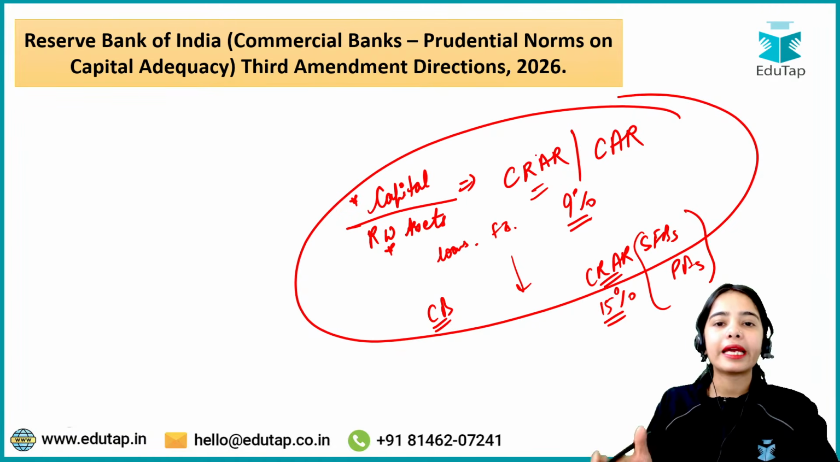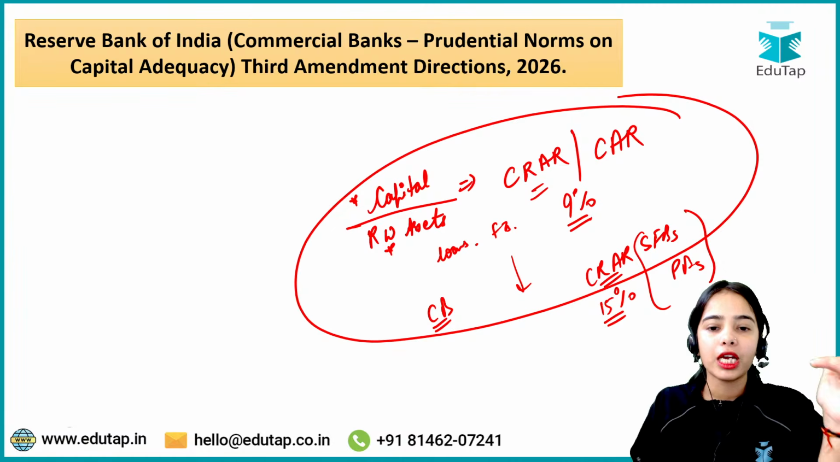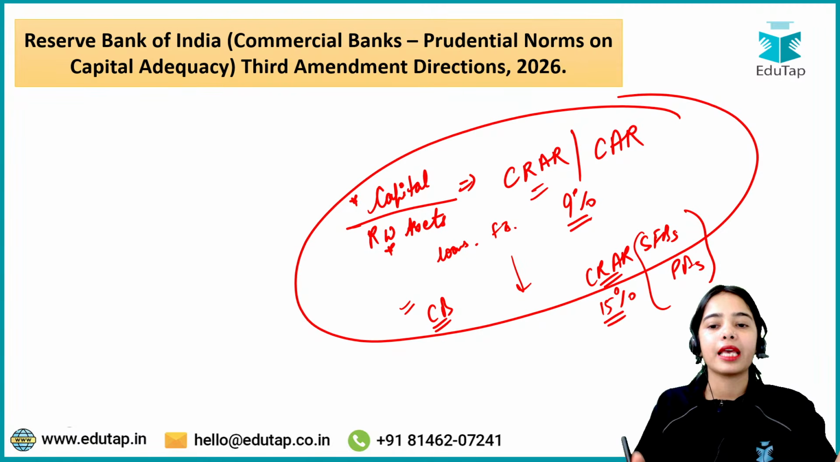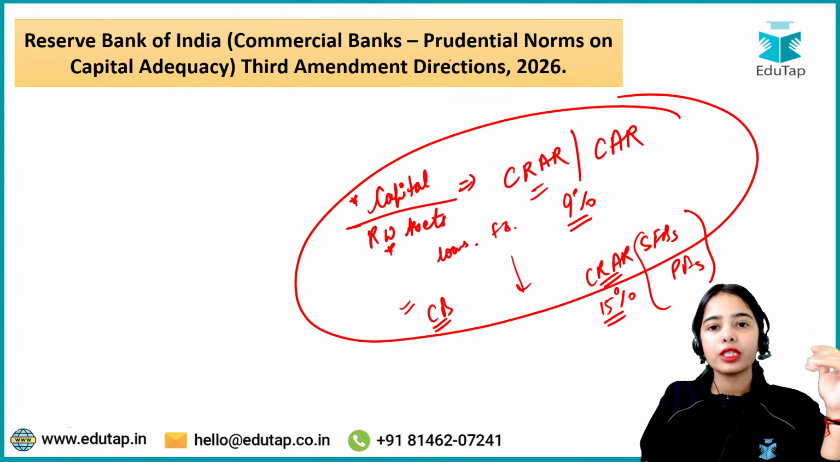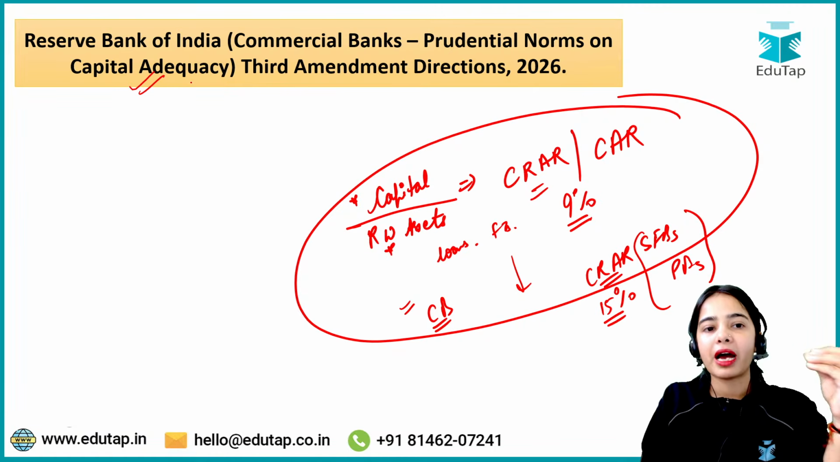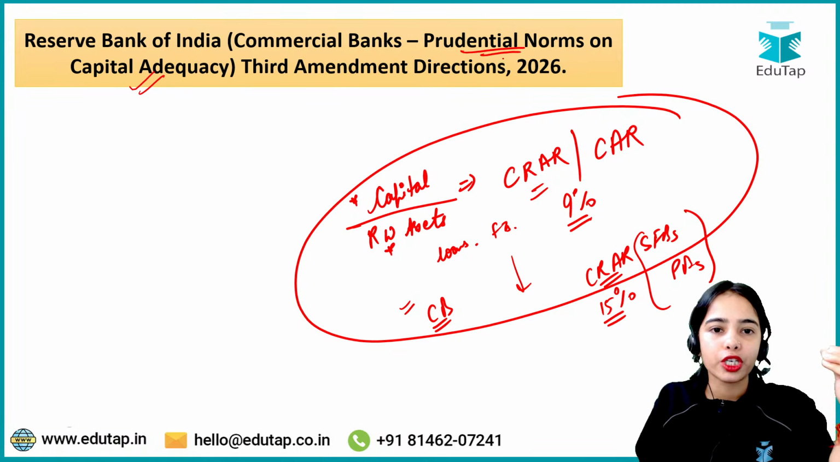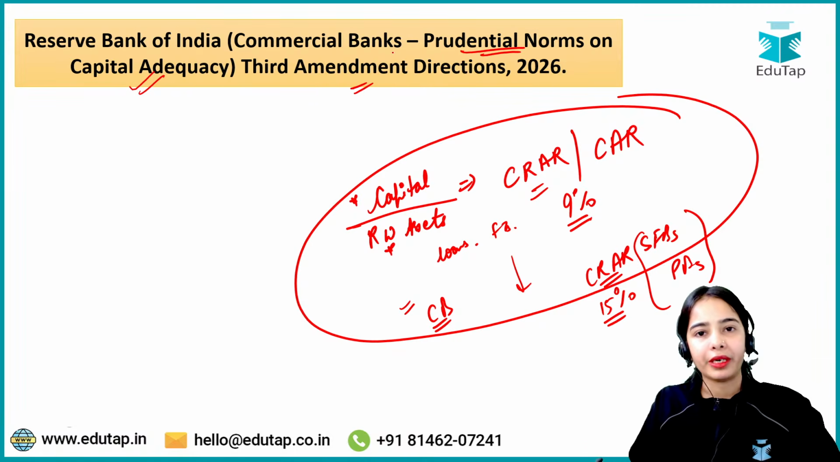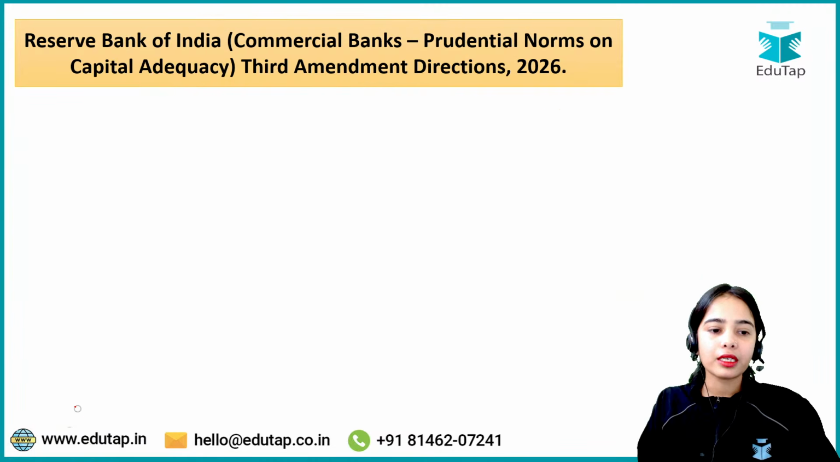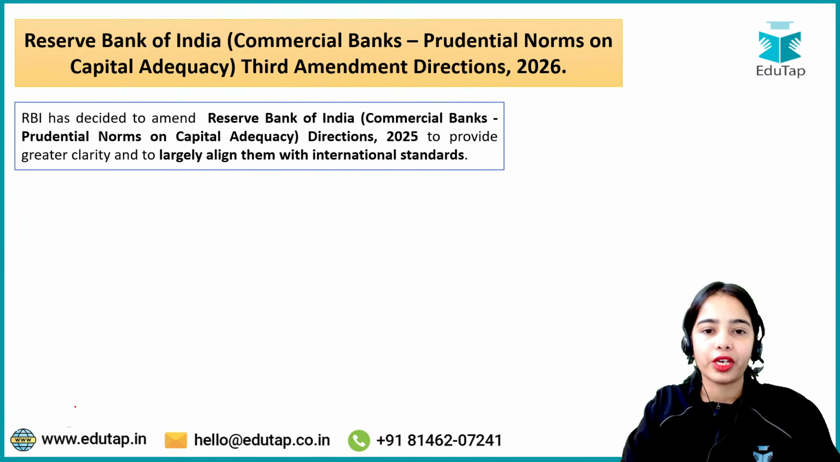Okay, so this is the idea that all the banks have to maintain adequate capital with themselves. Commercial banks have to maintain the CRAR of 9%, and the small finance banks and payment banks have to maintain the CRAR of 15%. So this is the requirement, that the bank should have capital adequacy. The bank has to maintain adequate capital, and regarding that there are some prudential norms which have recently been amended. So this is the crux, or the basic idea that we are going to discuss.